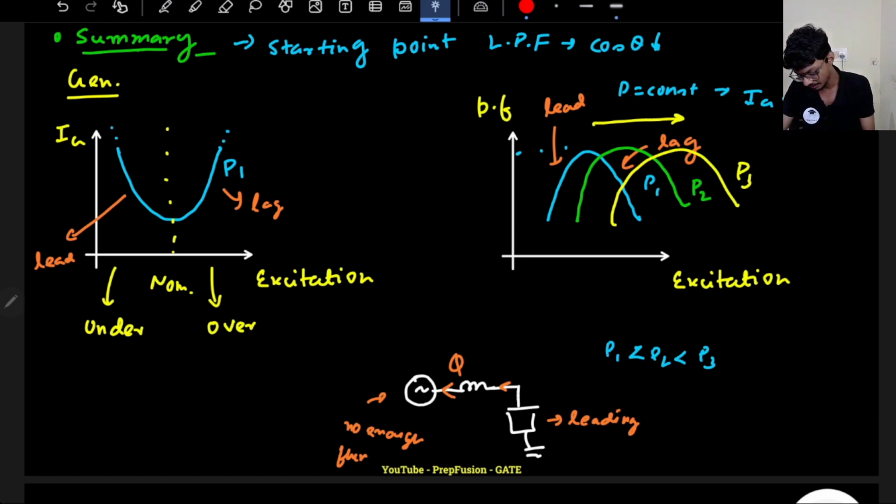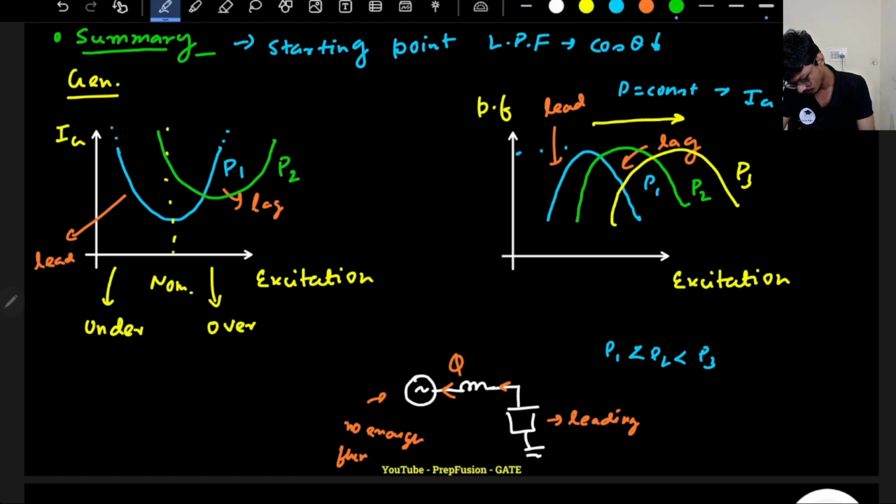Okay, same will happen over here, but it will shift on the top right. It will not just shift on the right hand side, because armature current also has to increase, because power has increased, because for nominal excitation more power, right? So what will happen, it will shift on the top right.